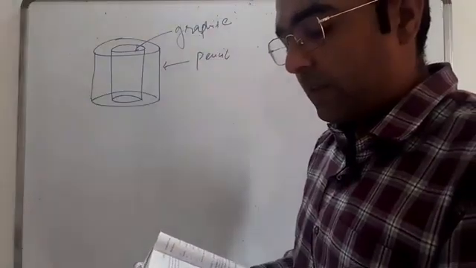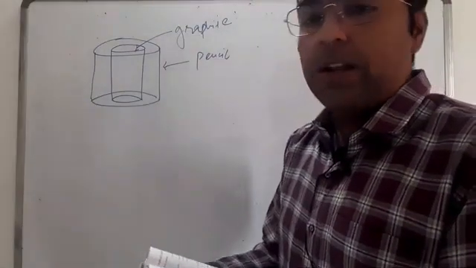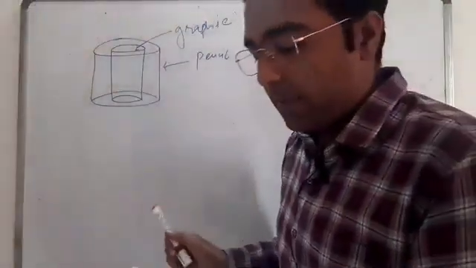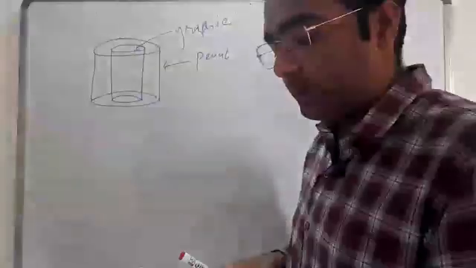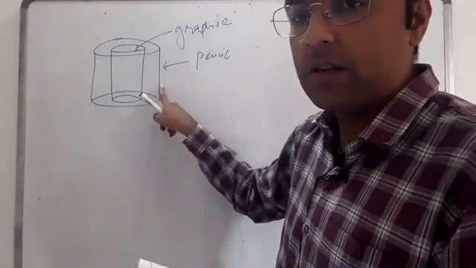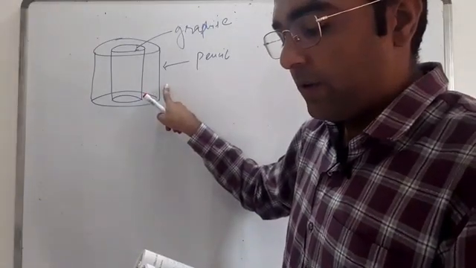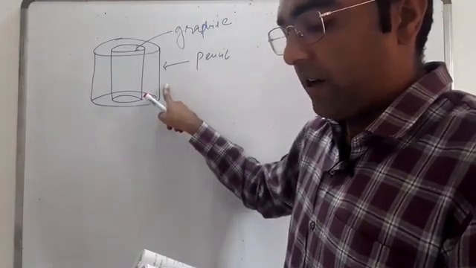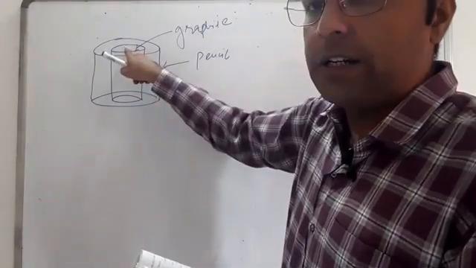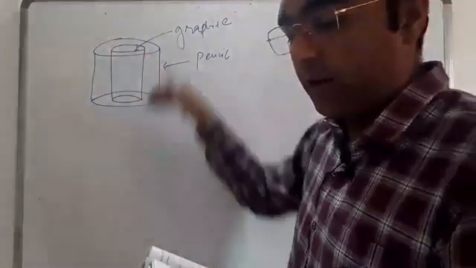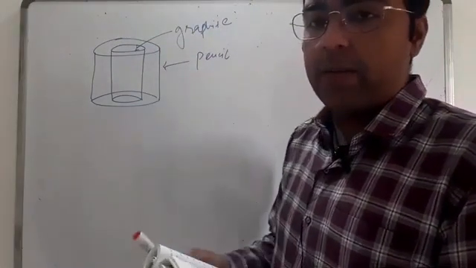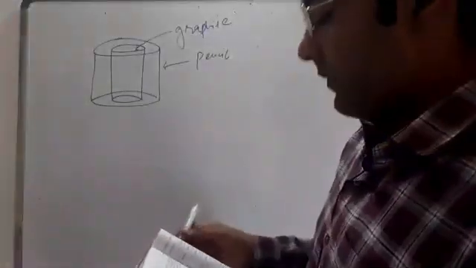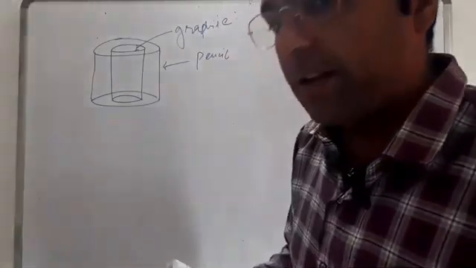Here is the question, I'll repeat again: a lead pencil consists of a cylinder of wood with a solid cylinder of graphite. This is a solid cylinder of graphite filled into it. The diameter of the pencil is 7 mm. Here is my diameter of the pencil, 7 mm.